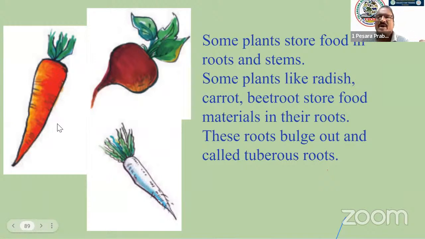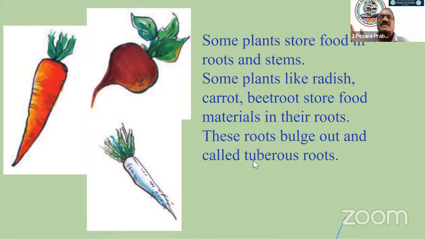These roots bulge out and are called tuberous roots. Okay. Yes, tuberous roots. They are not stems. Some other stems are there. They store the food materials in the stems also. For example, sugarcane, that is the stem. The food is stored in the stems.